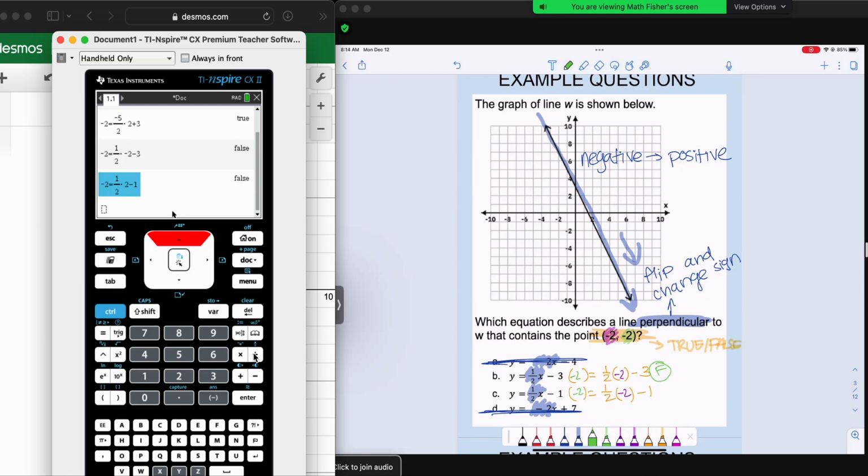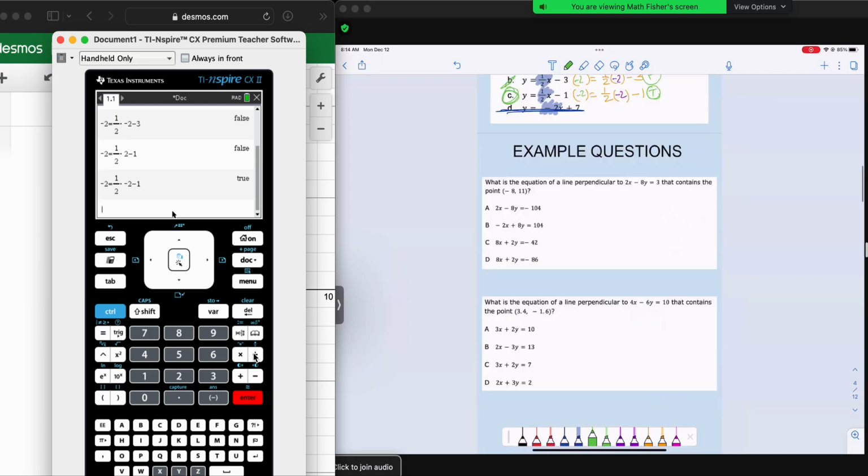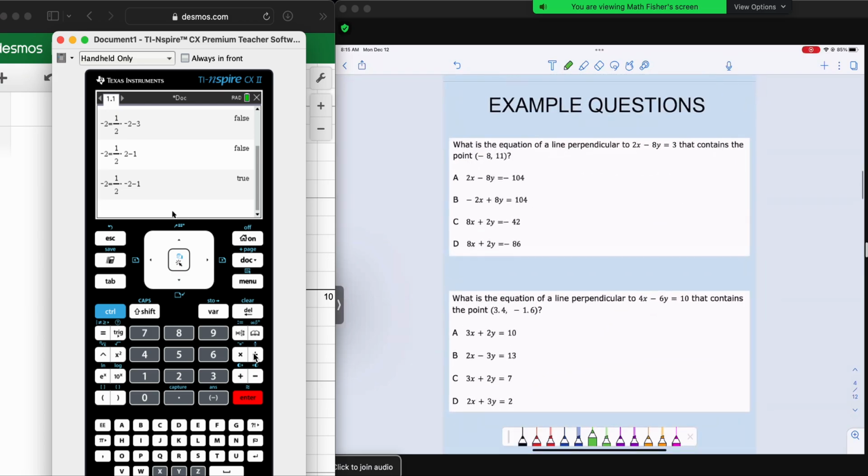Oh, I forgot the negative. So go up and just edit it. Negative. There we go. And that gives you true. Ooh, close one. So C would be your answer. So let's go ahead and check out example 3.